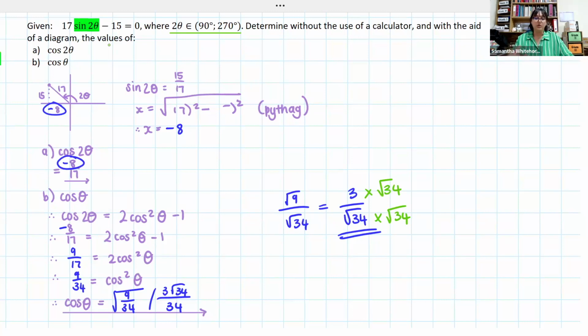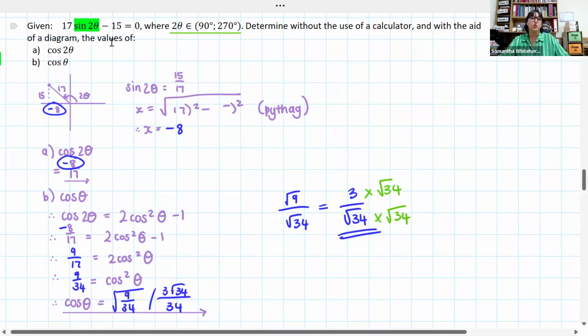This is not something you need to stress about. If you leave it as square root 9/34, that's fine. If you left it as 3/√34, that's fine. I'm just letting you know that if you were to type that into your calculator, you will get something that looks different, and it's because your calculator rationalizes the denominator.